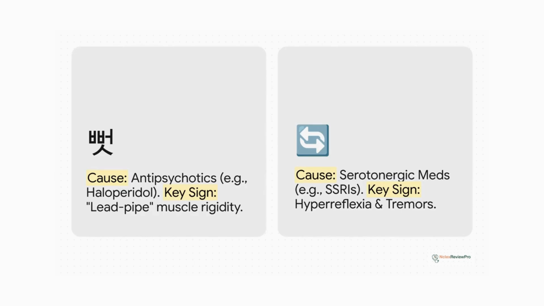Okay, this slide is so important because the NCLEX loves to see if you can tell these two emergencies apart. They might even give you a scenario with overlapping symptoms just to try and trick you. So let's lock this in right now. If you see the words lead pipe rigidity and a dangerously high fever, you are thinking NMS, especially if there's an antipsychotic on board. On the other hand, if the key signs are those twitchy, overactive reflexes, that's hyperreflexia, and tremors, then you're looking at serotonin syndrome.